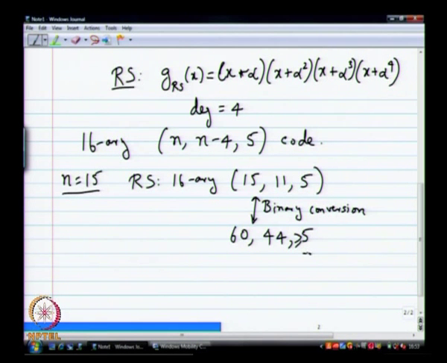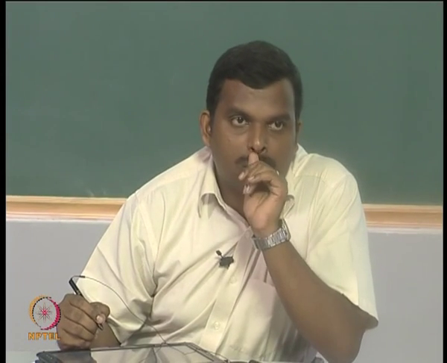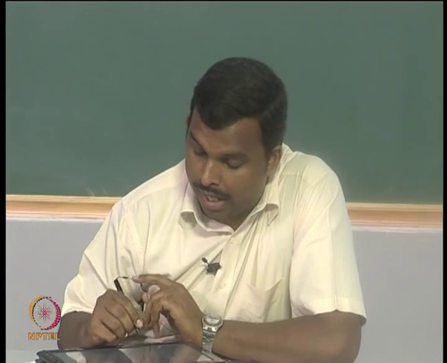Okay. So what's happening here? This is the kind of situation you will have. You will have to process 44 bits at a time, put out 60 bits, and within those 60 bits, you are guaranteed to correct any two errors. Okay. So that's the guaranteed correction.